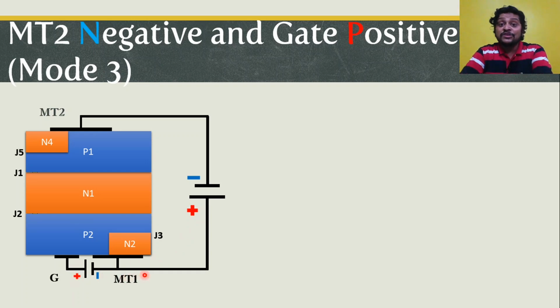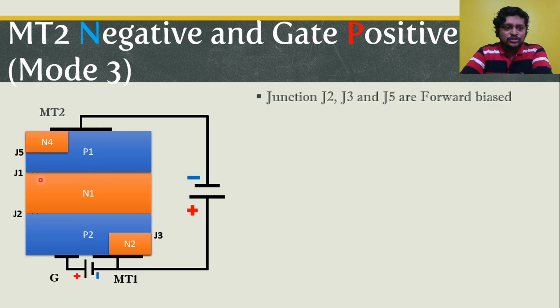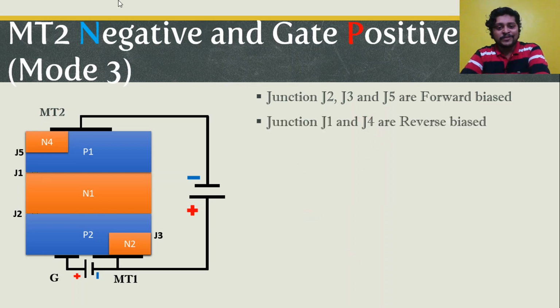Now let's see which junctions will be forward biased and which will be reverse biased. Junctions J2, J3 and J5 will be forward biased, whereas junctions J1 and J4 will be reverse biased. We don't need J4 for this particular operation, so we are not going to consider J4 for further operations. As junctions J2, J3 and J5 are in forward bias condition, obviously they allow the charge carriers to get transferred within the device.